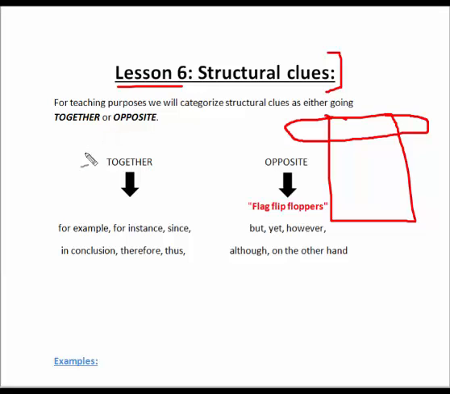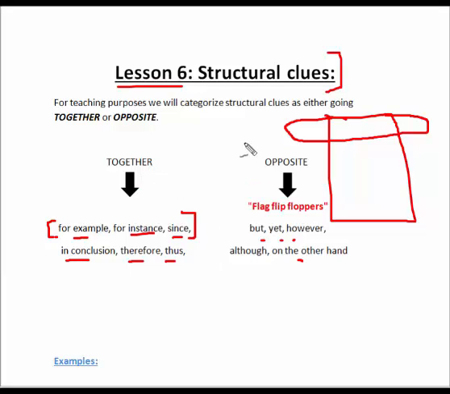Structural clues that are very common are, for example, for instance, since, in conclusion, therefore, thus, but, yet, however, although, and on the other hand. These are the most common ones. However, there are more than just those. These are the ones that we'll see most frequently.